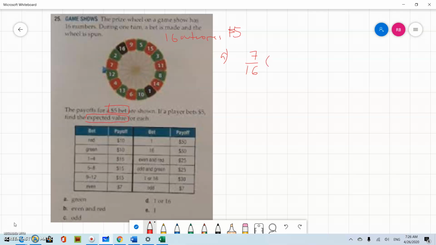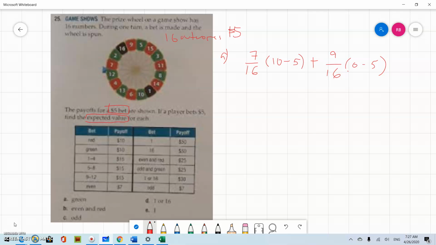And it says the payoff is 10, but you're not really earning 10. You're only earning 5 because you already paid $5 to be on this game, right? And then there are 9 out of 16 times that you are just going to lose. You are not going to earn anything, so you're losing money. So that's how you find expected value, okay?